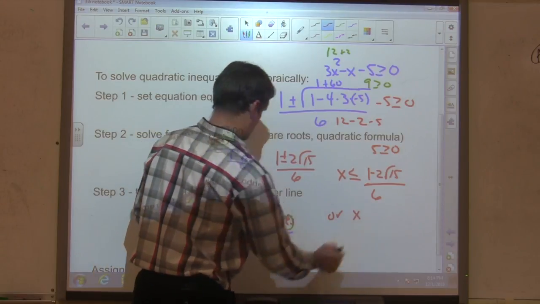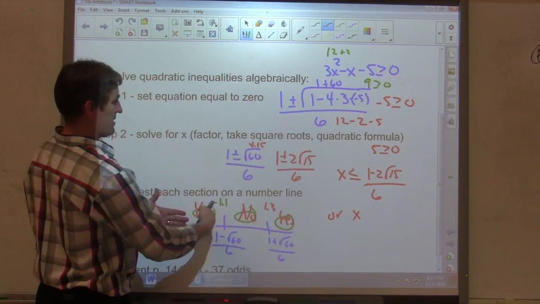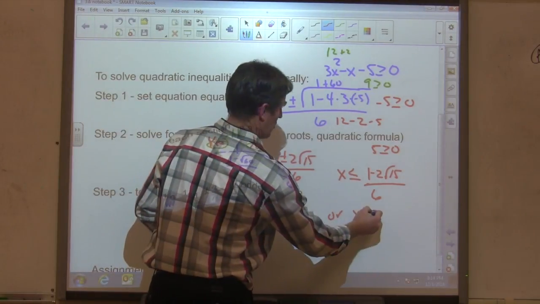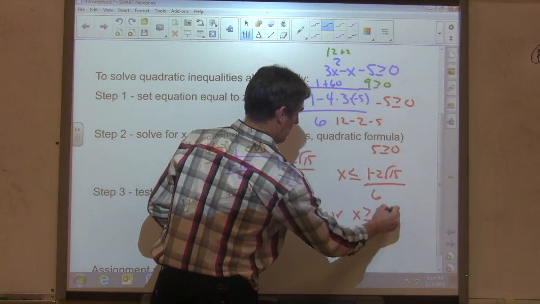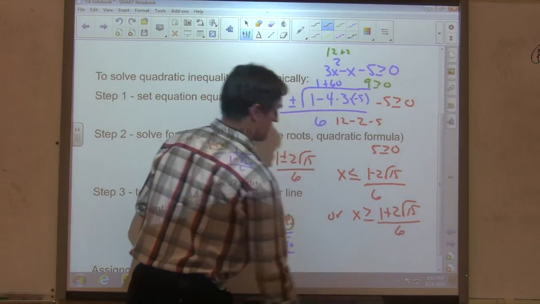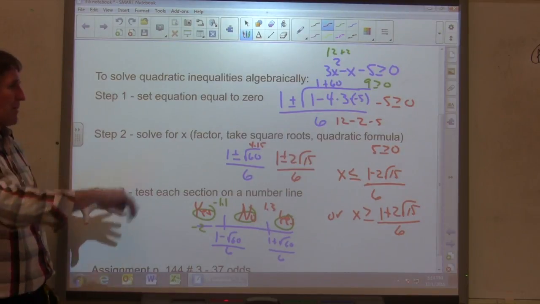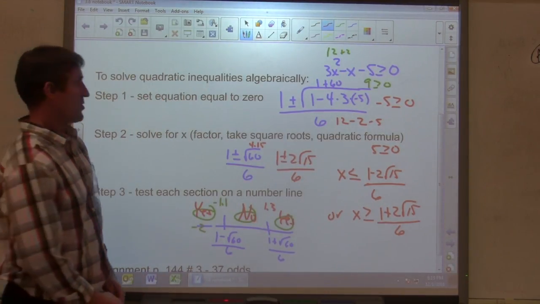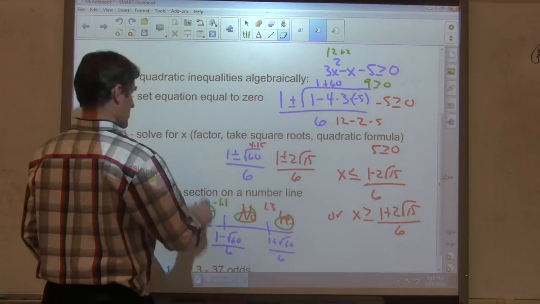Or, because it can't be "and", because it can't be both less than and greater than. So or x is greater than or equal to 1 plus 2 square root of 15 over 6. And so when it's opposite, you just put an or between the two. So let's take one where it's not equal to 0.